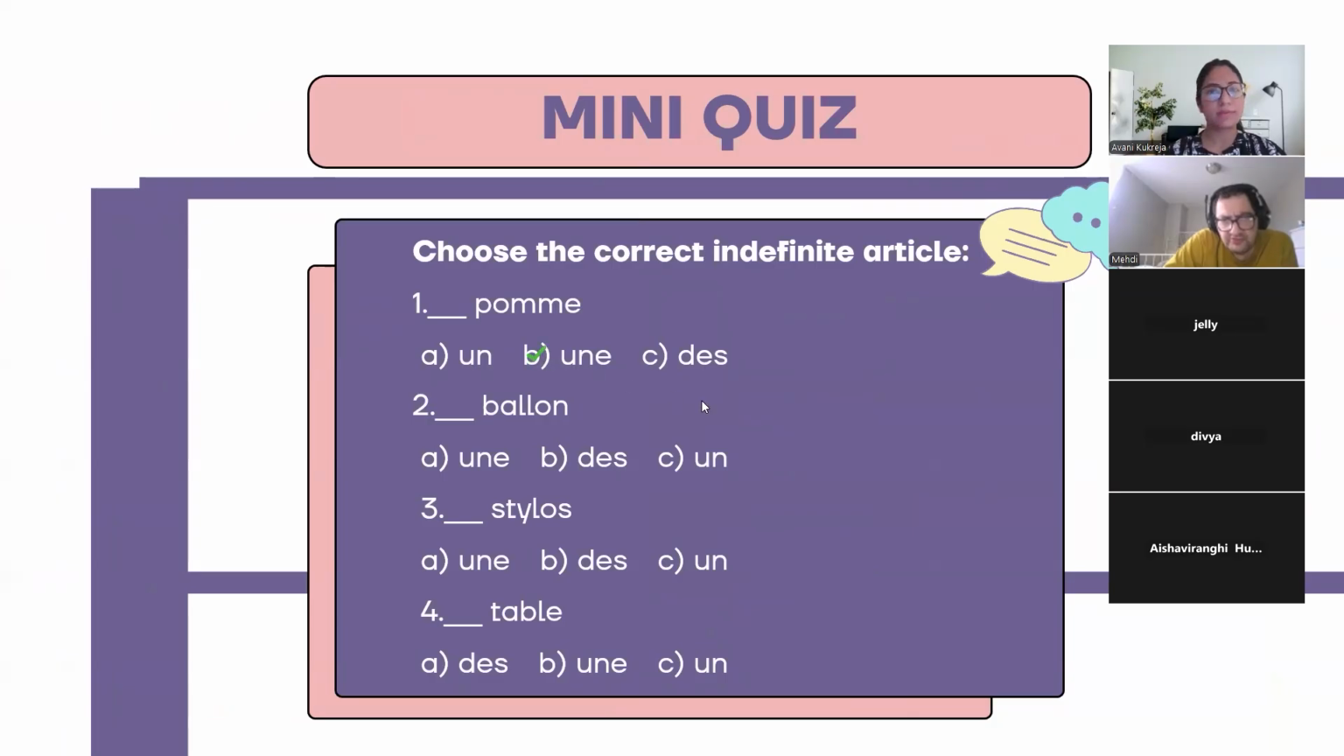Correct. The second one? Un ballon. Third one? Un stylo. A. Correct. Fourth one? Une table. Une table. Good. Any confusion, anyone? Not yet. Okay. All right. Then we'll move on.